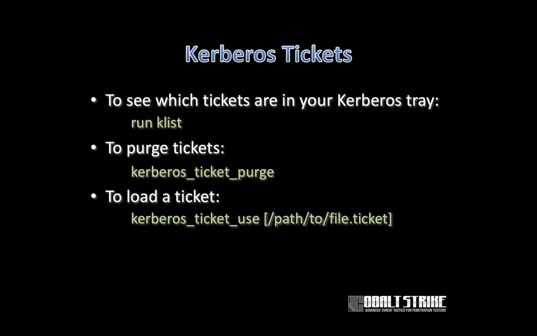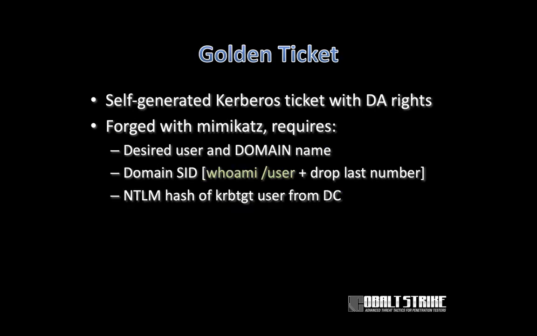You can run that with run klist. To purge tickets, use the beacon command kerberos_ticket_purge. This will empty your Kerberos tray. And if you happen to have a ticket file laying around and you want to inject it into your Kerberos tray, use kerberos_ticket_use and the path to the ticket file on your Cobalt Strike client system.